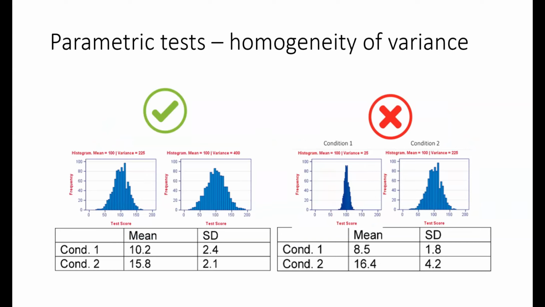The second extra criteria that's required for the parametric tests is something called homogeneity of variance. This is basically, essentially, as you can see from the images and the values, the idea that your conditions or covariable data sets are similarly spread out or not spread out. That the variance, the spread, is roughly the same in both.